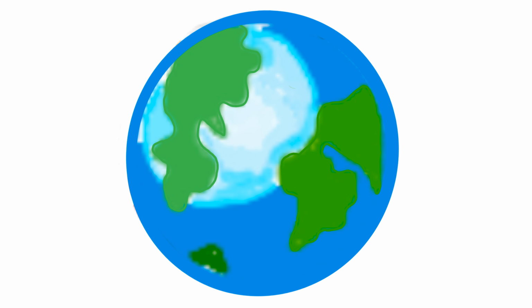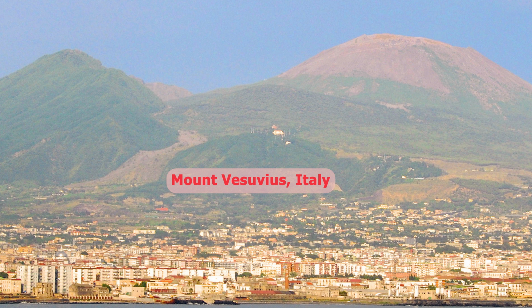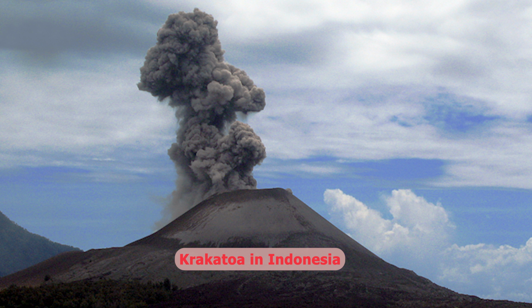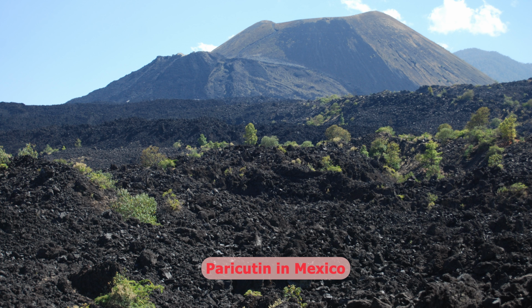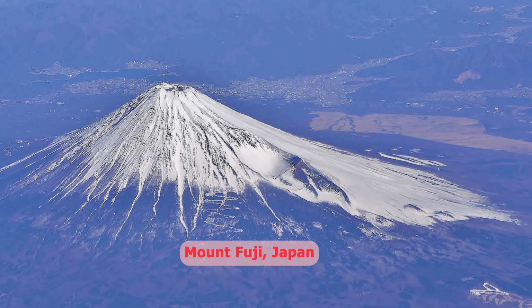Volcanoes have been shaping our planet for millions of years. Let's look at some famous examples. Mount Etna in Italy, with over 250 eruptions in recorded history. Mount Vesuvius, also in Italy, whose eruption in 79 AD buried the city of Pompeii. Krakatoa in Indonesia, whose 1800s eruption killed 36,000 people. Paricutin in Mexico, which formed in a cornfield. Mount Fuji, the tallest mountain in Japan.